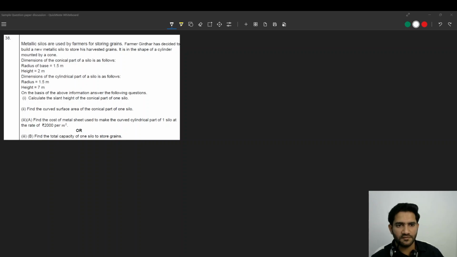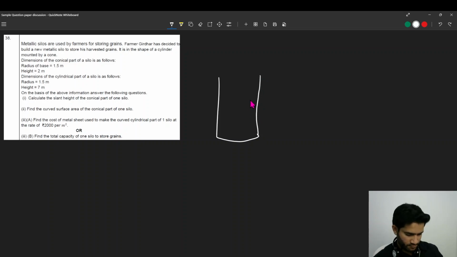First of all, we want to consider the figure. So look at here. This silo is of the form of a cylinder, so a cylindrical shape. The silo is designed by a cylinder.